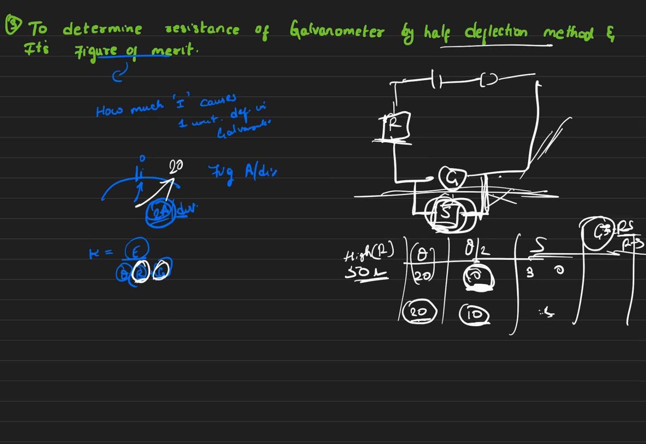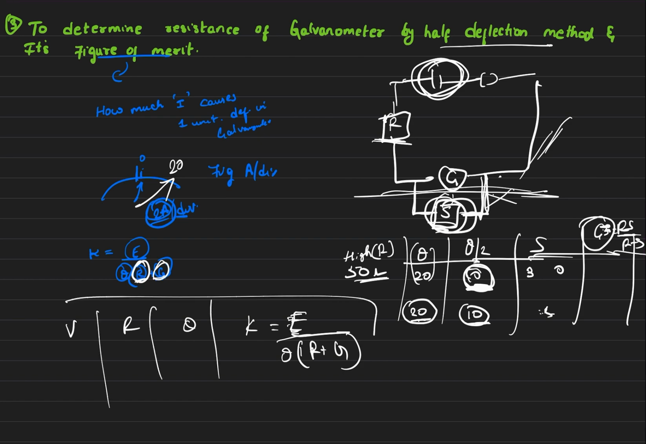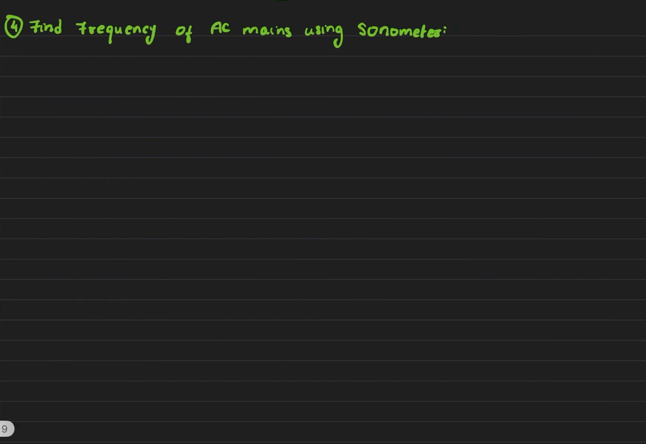So for figure of merit you have this diagram. Voltage you are going to measure, resistance you are going to measure, theta you are going to measure. K is equal to E by theta into R plus G. E is nothing but voltage, whatever volt battery you took. This is the diagram and tabular column for figure of merit.